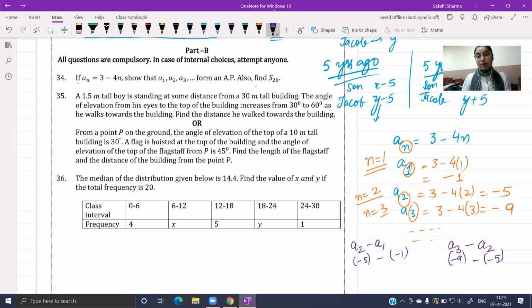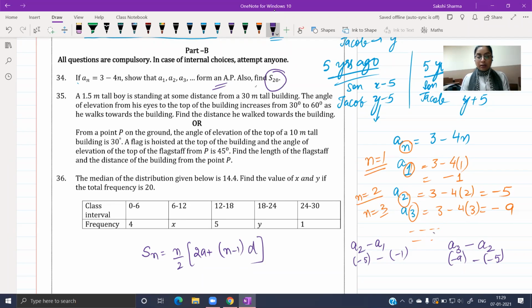If the two differences are same, which is the case here, you can say that the list is forming an AP. If the list forms an AP, तो हम SN का formula apply कर सकते हैं. और SN का formula is N by 2, then 2A plus N minus 1 times D. Either you can use this or you can use N by 2 into A plus L. Application है.